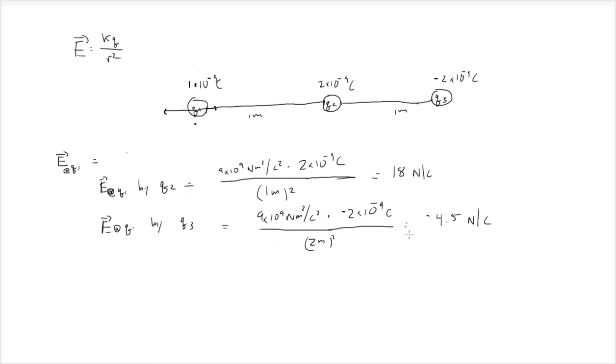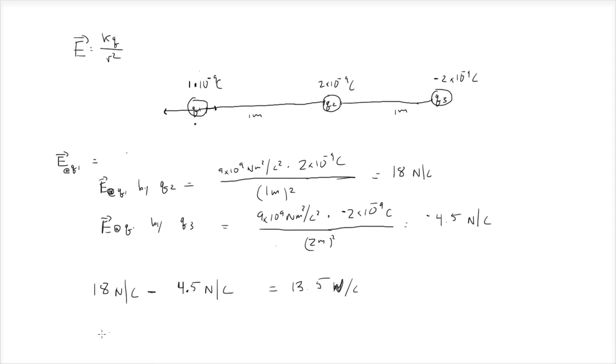You see that these are going opposite directions, so we need to subtract these two numbers. What I do is I make them both positive, and then I subtract. We see that Q2's electric field, which is making it repel and go to the left, is much stronger than that of Q3 at that point. So we just subtract: 18 newtons per Coulomb minus 4.5 newtons per Coulomb gives you 13.5 newtons per Coulomb. That's the net electric field.